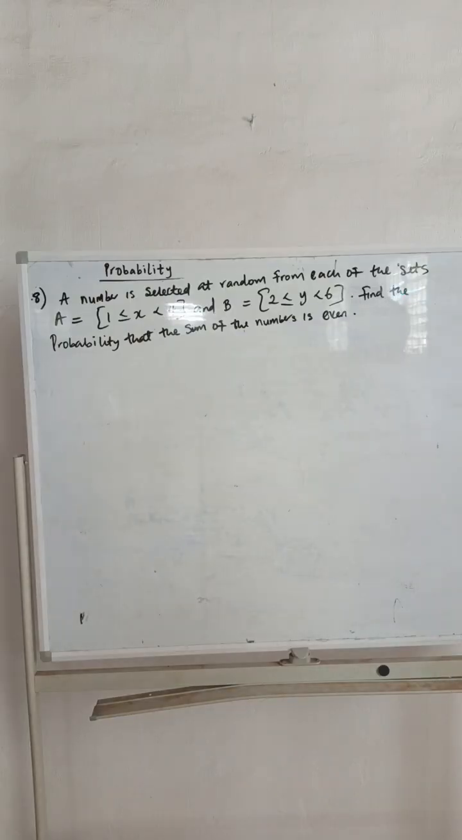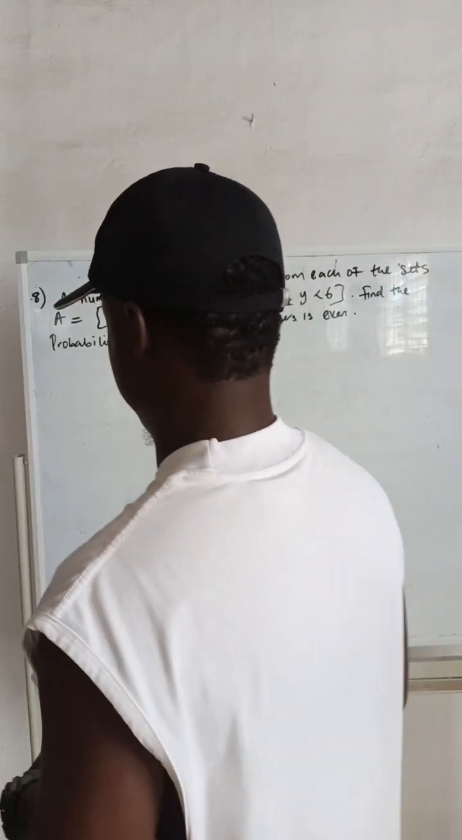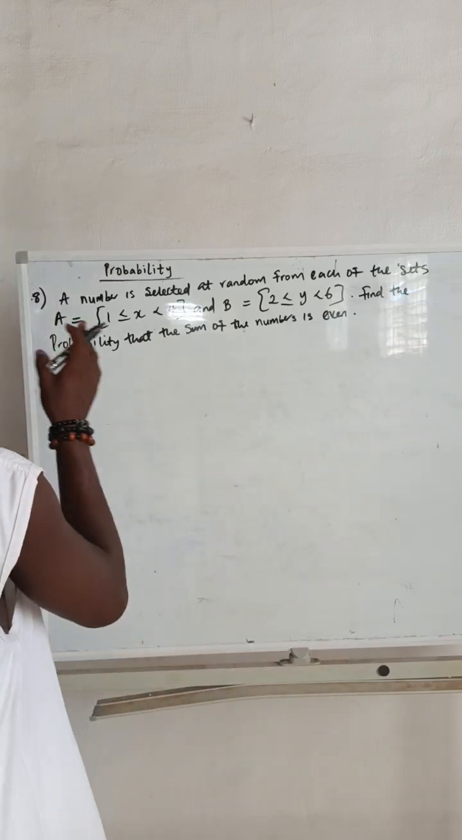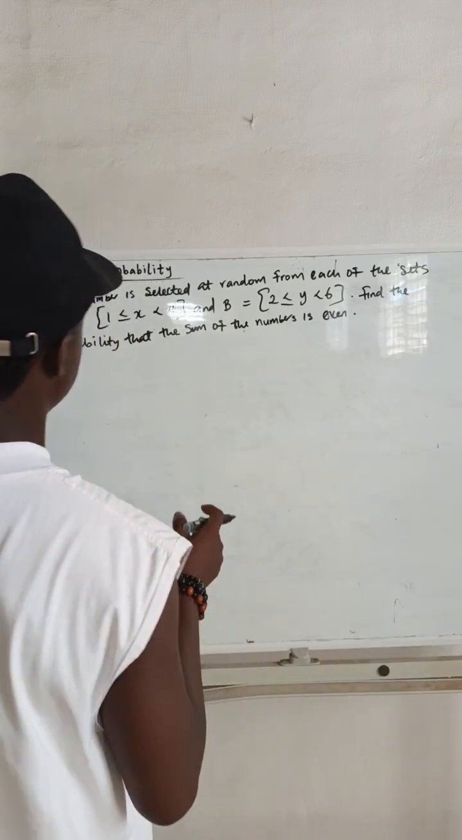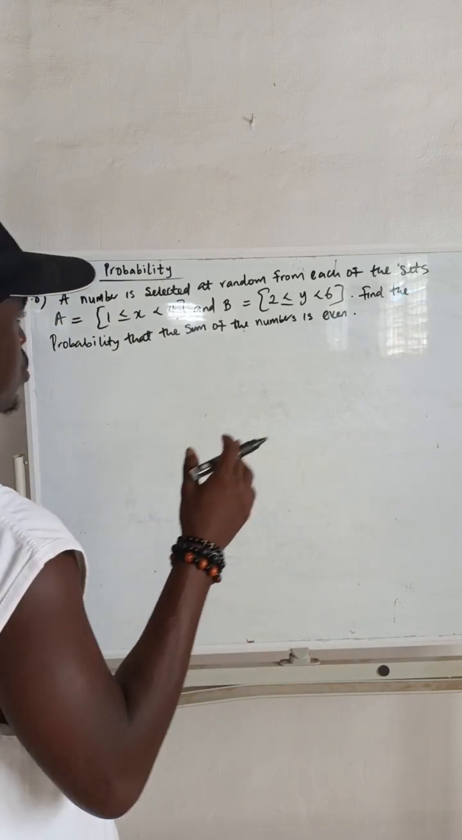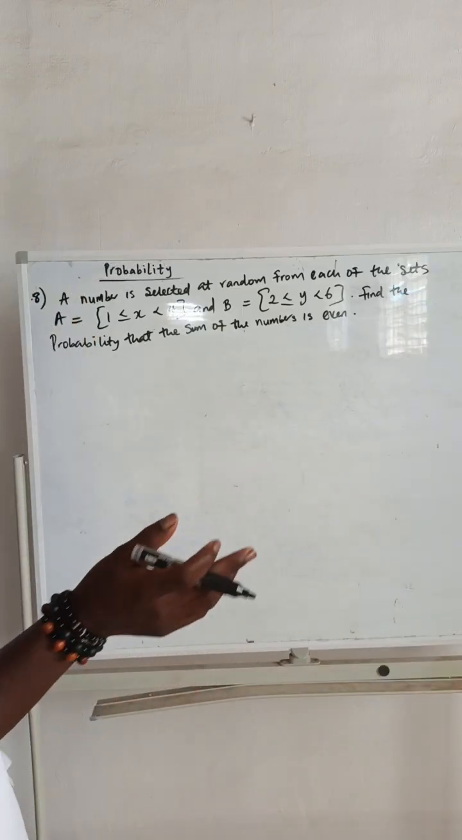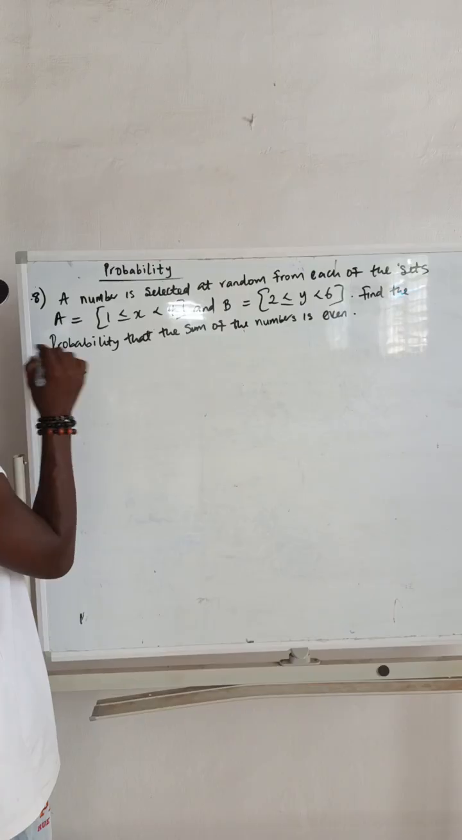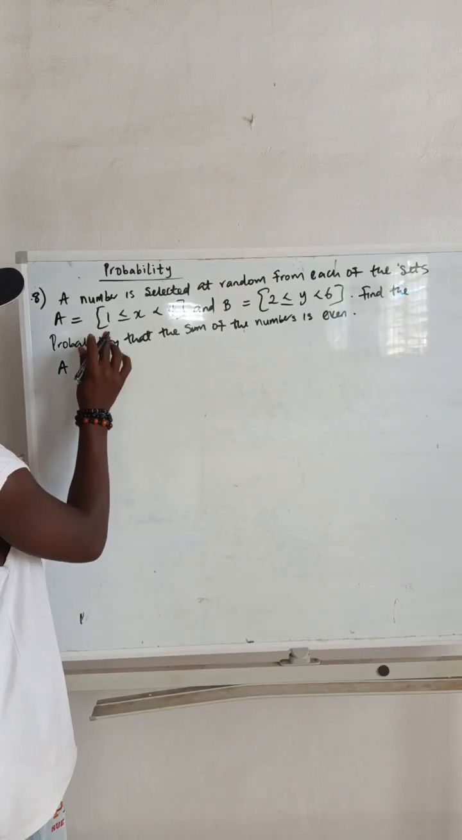Now, let's work this out. A number is selected at random from each of the sets. A is 1 ≤ x < 4, and B is 2 < y < 6. The first thing we need to know is our set A.